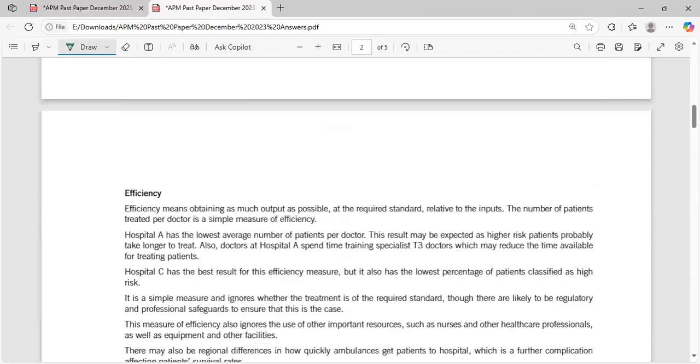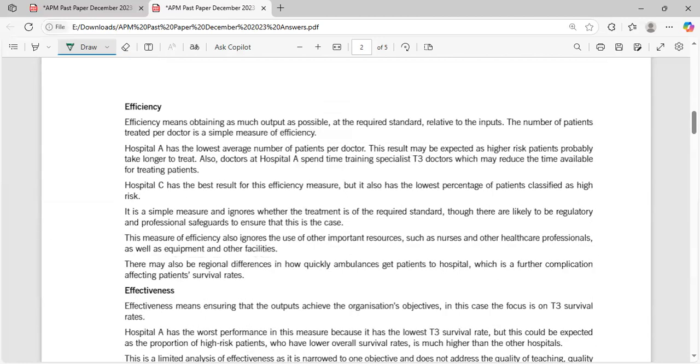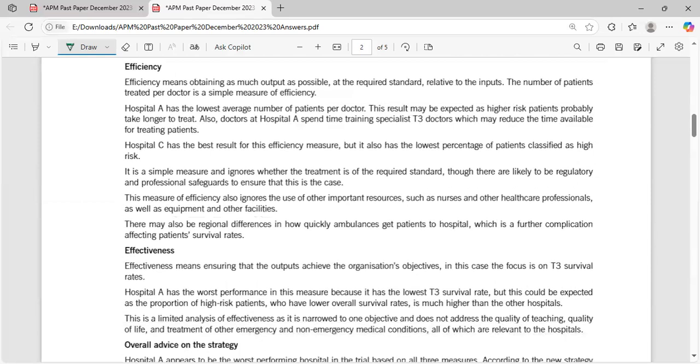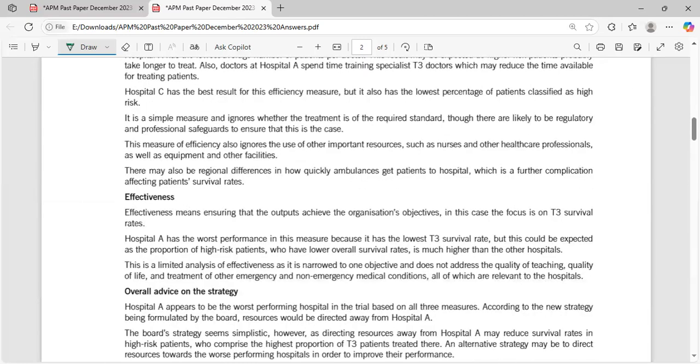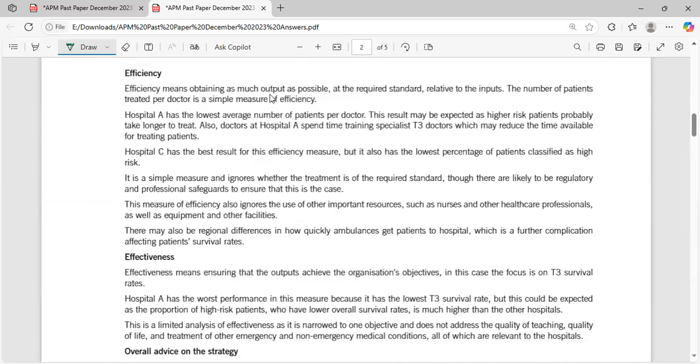Second one is efficiency. Efficiency means obtaining as much output as possible. So these two measures which I mentioned to you are relevant to efficiency: obtaining as much output as possible at the required standard relative to the input. Number of patients treated per doctor is a simple measure of efficiency, the number of patients served by each doctor.